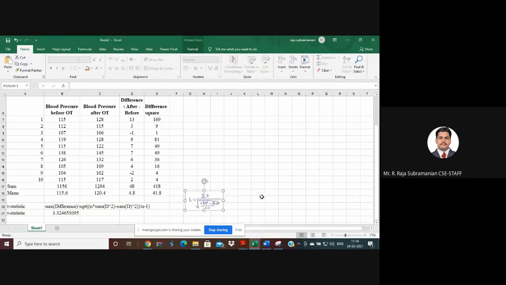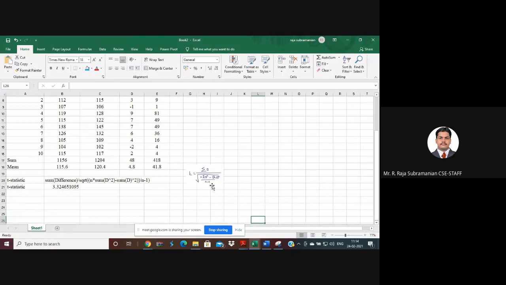This is also available for you. So summation d divided by n into summation d square minus summation d the whole square divided by n minus 1. So this is the t statistic we got. The statistic is ready, and we know that we need to decide whether to accept the hypothesis or reject the hypothesis, right? Now coming to the logic over here. Now we have the mean around 4.8.